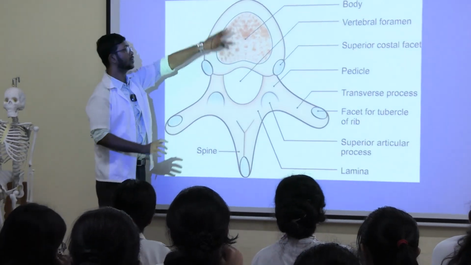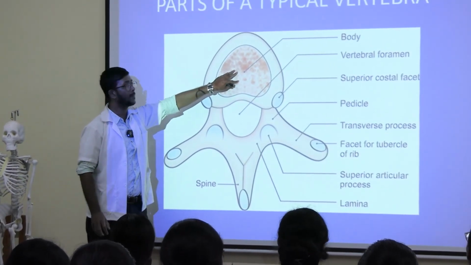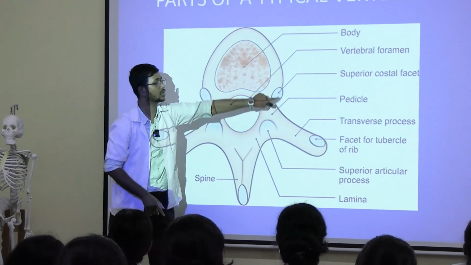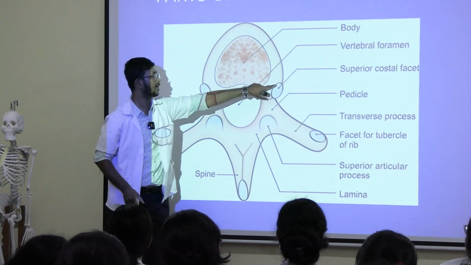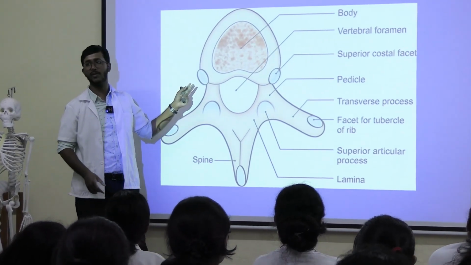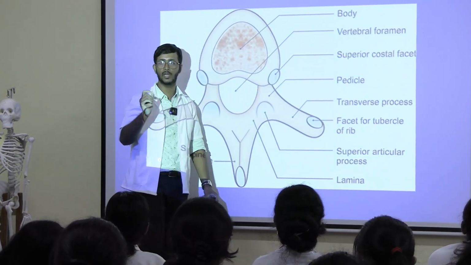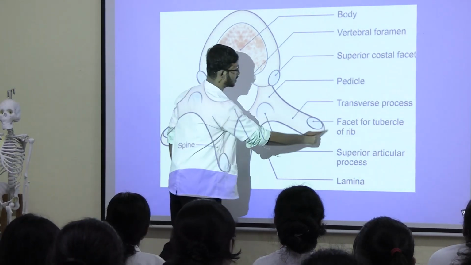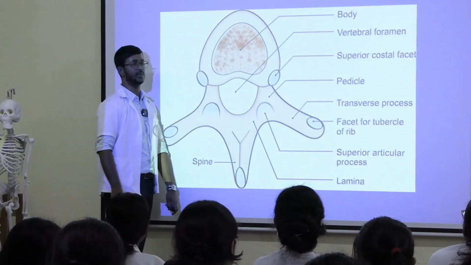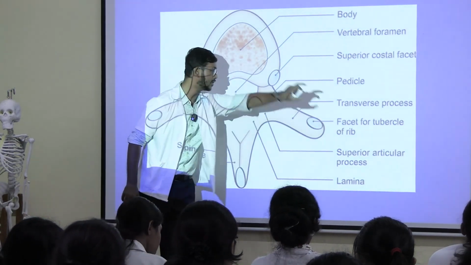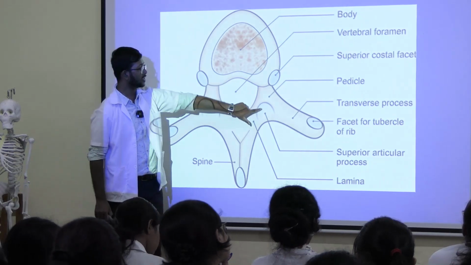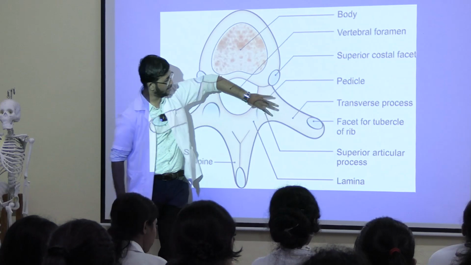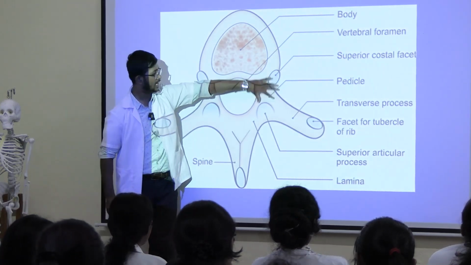What do I mean? If this is our T5 vertebra, then the fifth rib will be articulating with this superior costal facet. These are demifacets, okay? And on the inferior costal facet, the superior part of the sixth rib will be articulating. And on the transverse process, we have the facet for the tubercle of the rib. And these are the superior articular processes arising from the junction of the lamina as well as the pedicle.